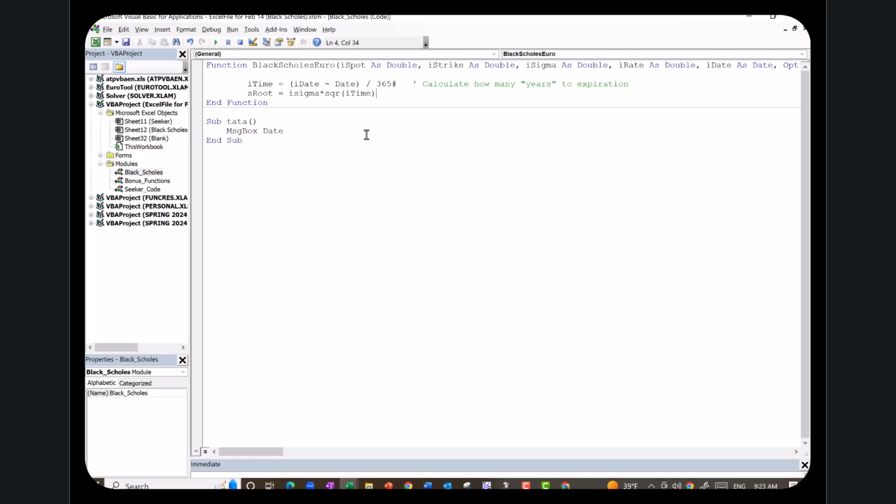Go figure. Same thing with logs. In VBA, log means natural logarithm. If you want to do natural logarithm in an Excel sheet, you have to use LN. There's a function named LOG, but it has two arguments, the value and the logarithm base. Okay, you got that too.